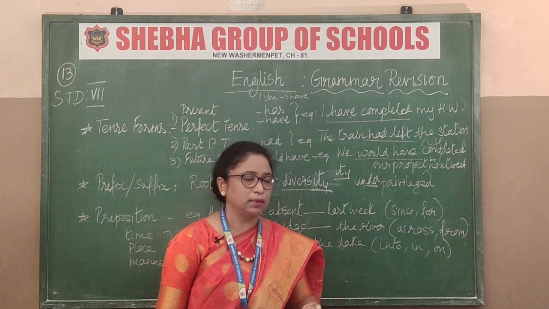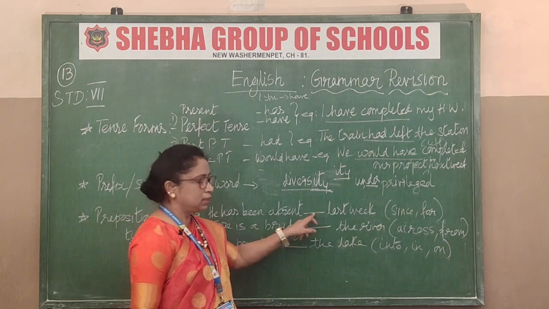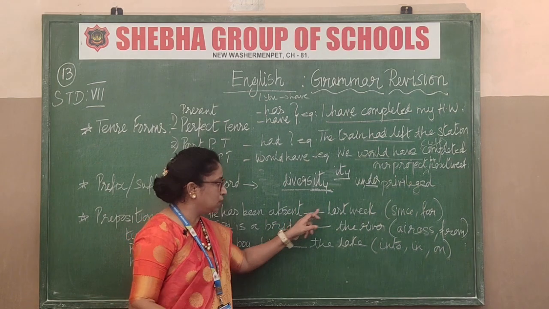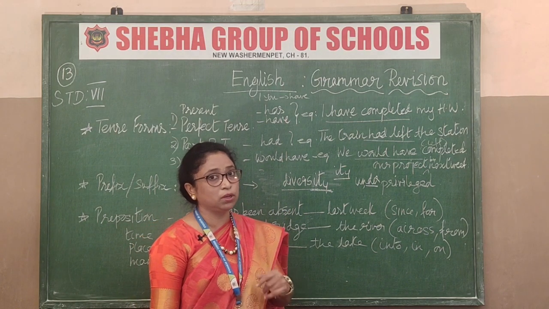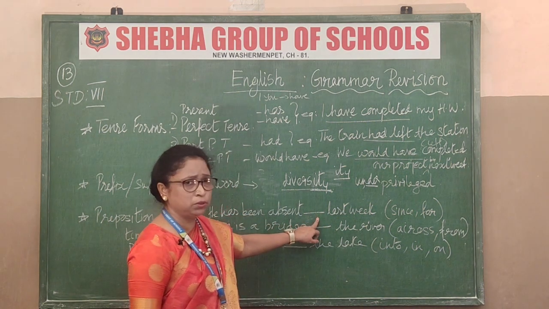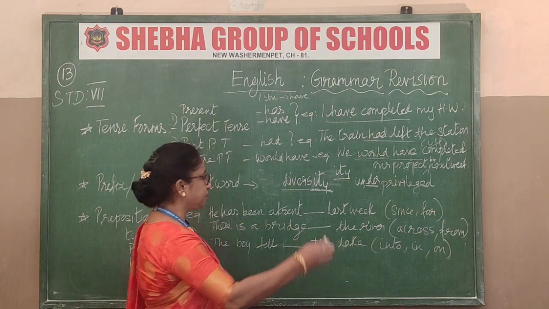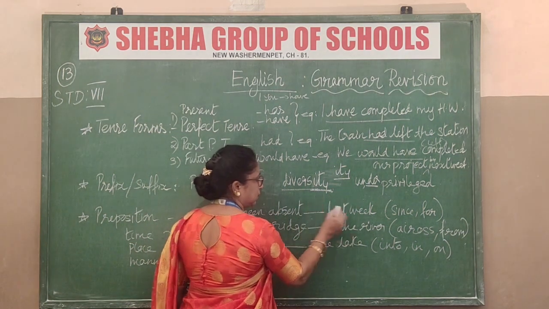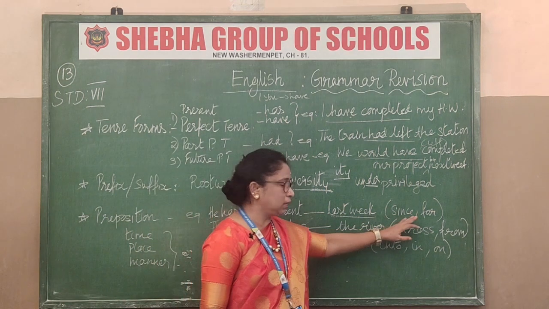So time: what kind of question will you ask? When. Now see the question here: he has been absent. Since when is he absent? Since last week. Many of you are not giving homework, no? So since last week some are not giving homework. What kind of word will we be using here? What preposition? Since. As I told you before, the starting point is given to you here.